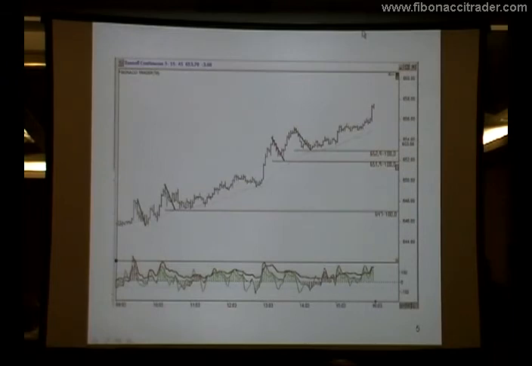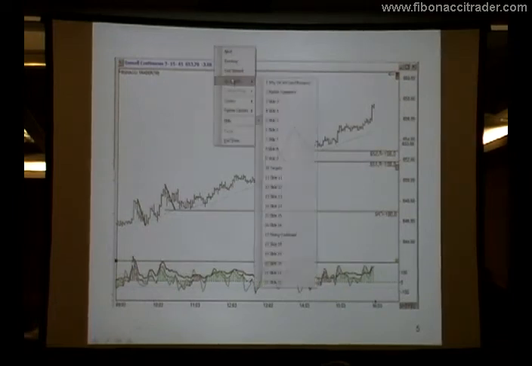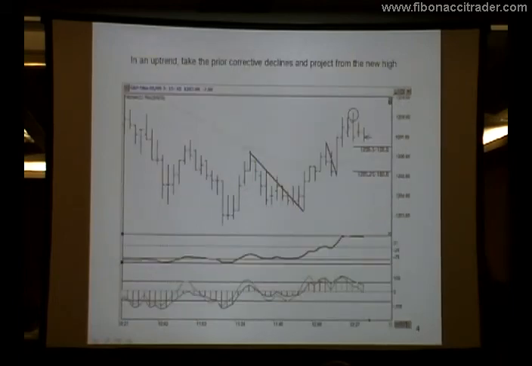Mark? Yes? Could you back up and use your pointer so we know where you're clicking and dragging and dropping? That's a great idea. Okay. If someone can tell me how to back this up. Previous. Yeah. Okay, right up here. Here was the low I was talking about. I'm not good with the pointers. High to low, then click up here. High to low, click up here. Okay? The corrective swings.